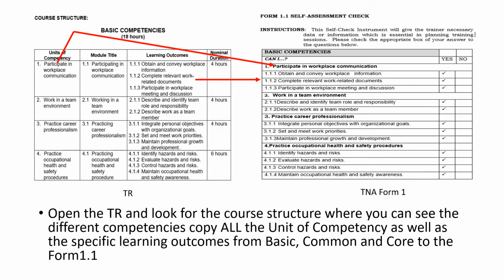So since we're going to cover each of the major competencies, units of competency, and the learning outcomes, we usually start from the basic competencies. Okay, so as you can see in my example, my first unit of competency under the basic competency is participate in workplace communication. So in that way, you will just copy the first unit of competency, participate in workplace communication, to your TNA Form 1.